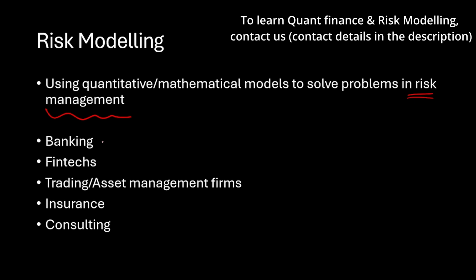And you can find these teams in banking, in fintechs, trading firms, asset management firms, rating agencies like S&P, Moody's and Fitch, insurance firms like AIG and Prudential and so on. Consulting firms, the big four consulting firms, hire risk modeling people. All the major banks, whether European banks or American banks, Asian banks or Middle Eastern banks, all of them hire risk modeling professionals, people coming from mathematical backgrounds, from economics, econometrics, statistics, maths, physics, engineering, and so on.